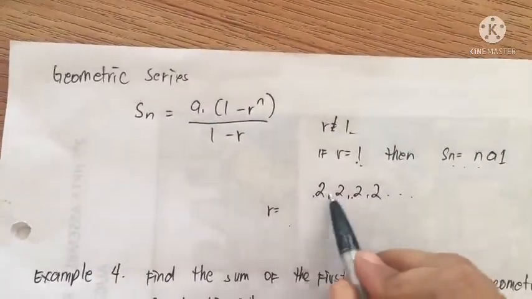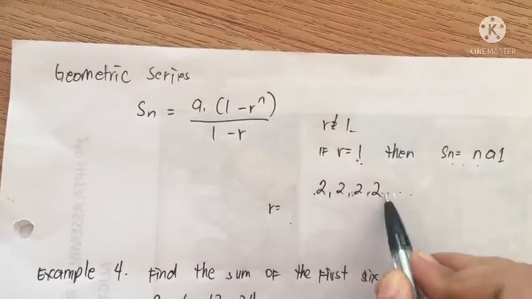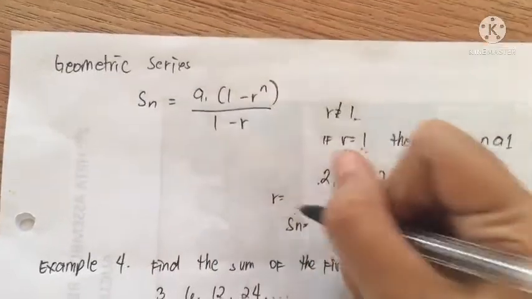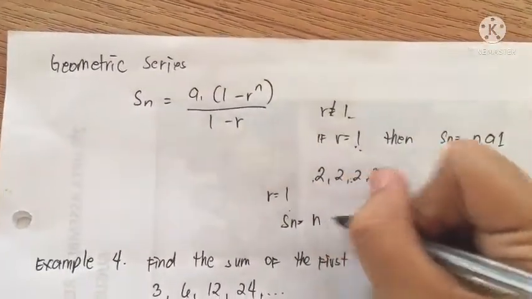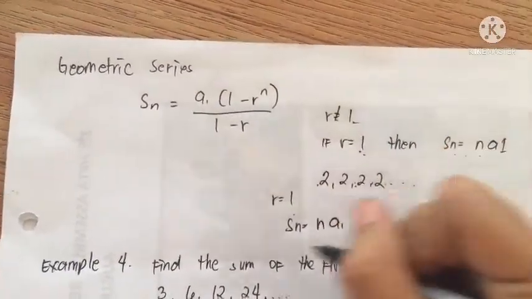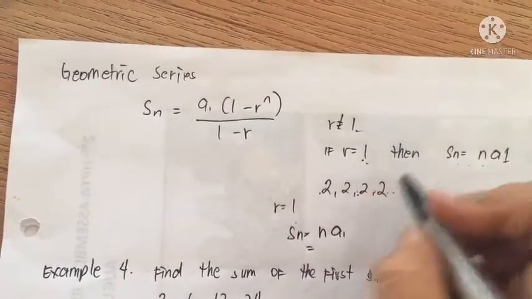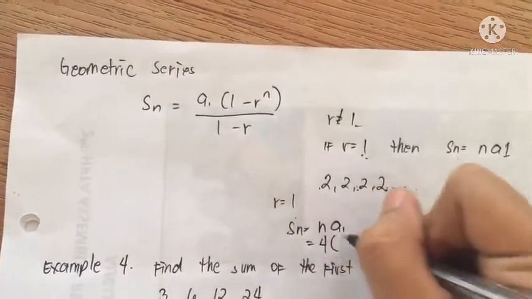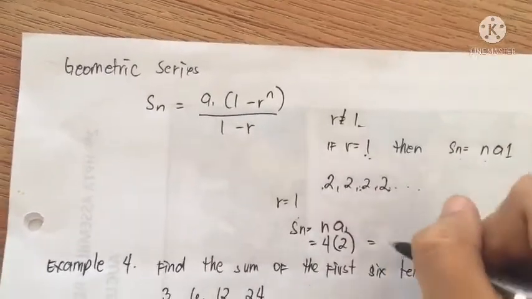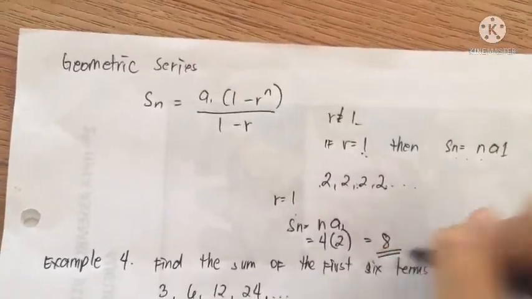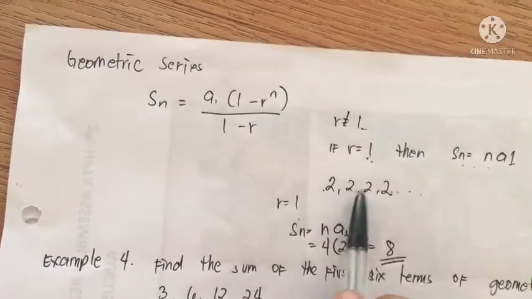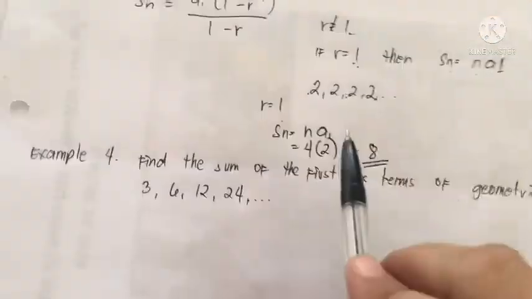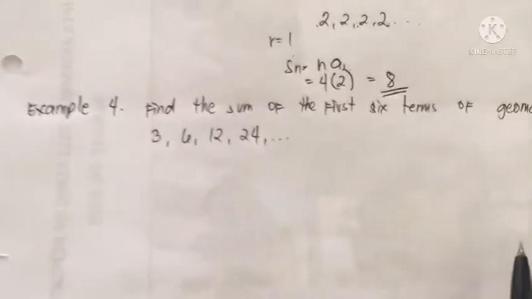Para makuha mo yung sum nito, di ba, i-add mo yan. Ang gagawin mo lang daw, n. So, ang sum niya, n times the first term. So, ano ba yung n natin? Hanggang saan? Hanggang 4, di ba? So, magiging 4 times the first term, that is 2. The answer is 8. Ganun lang daw siya. Tama ba? 2 plus 2 plus 2 plus 2 is 8. Ganun lang. Okay? So, let's proceed to example number 4.